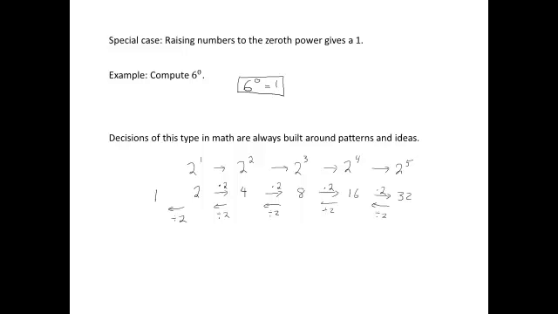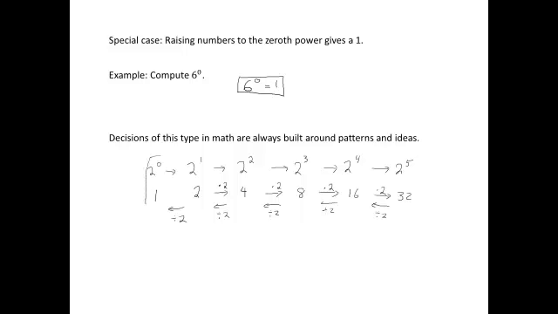2 divided by 2 is 1. And now let's go to the top line. We can see that the exponents are increasing as we step to the right by 1. And so what would be the one that precedes this? It would be 2 to the 0. Then we have 0, 1, 2, 3, 4, 5 as all the exponents.